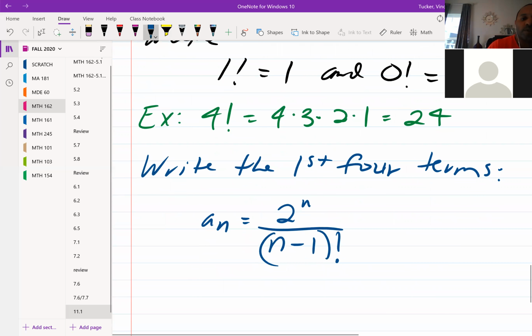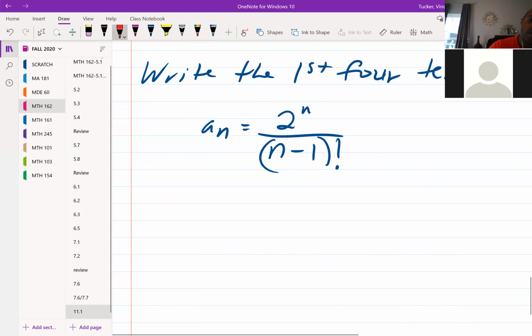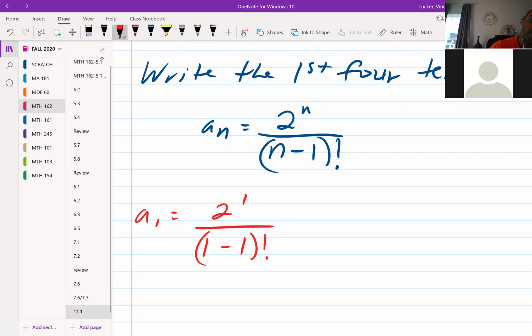All right, so we want to write the first four terms of this sequence. We have a sub n is equal to 2 to the nth power over n minus 1 factorial. So plug in 1 for n. 2 to the first power is 2. 1 minus 1 is 0 factorial. It's 2 over 1, which is 2.